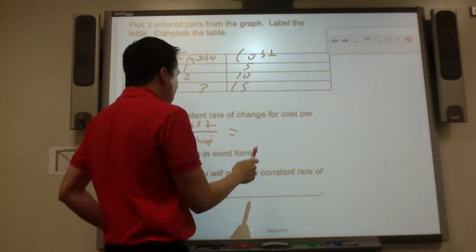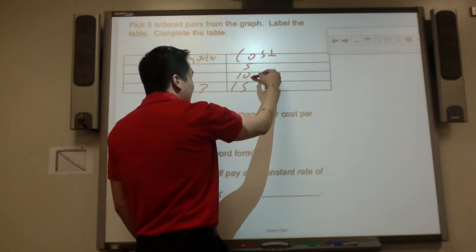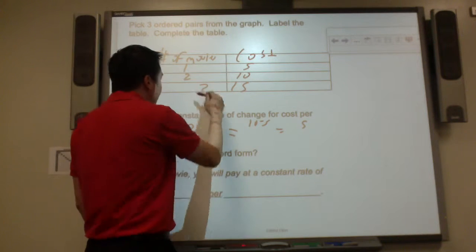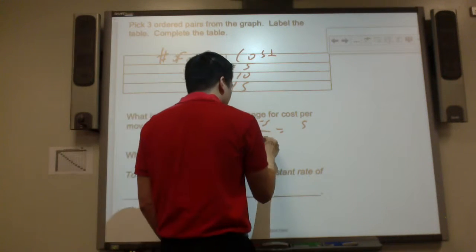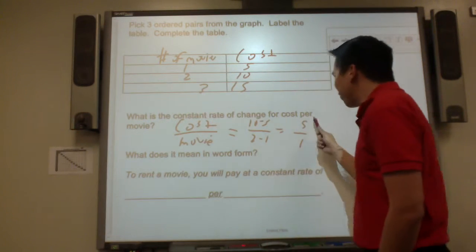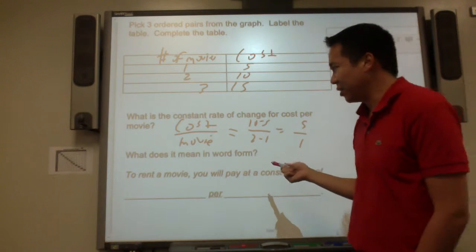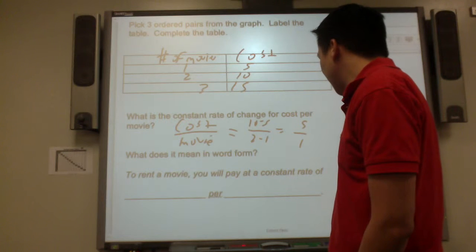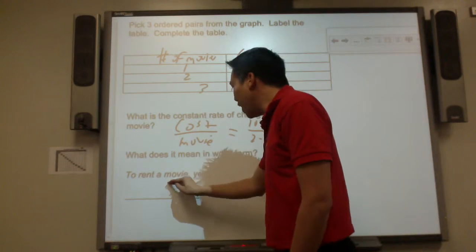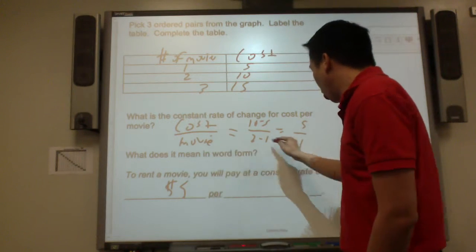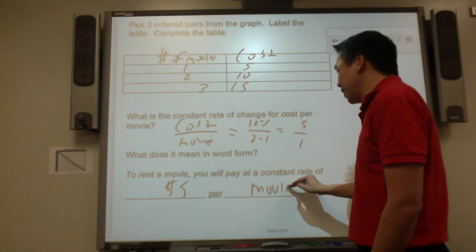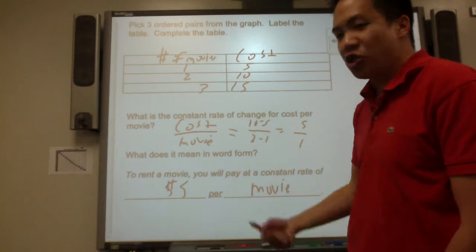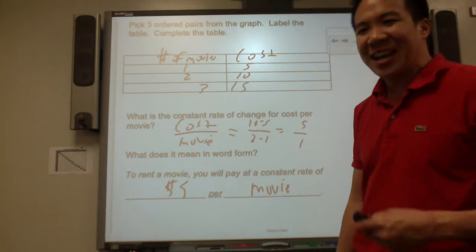So let's see, how much is it changing? It changed from 5 to 10. That's a change of 5 in the cost. And the number of movies from 2 minus 1 is 1 movie. So what is 5 over 1? What does this rate mean? To rent a movie, you will pay at a constant rate of $5 cost per 1 movie. So every movie you rent or purchase, it will cost you $5, no matter how many movies. It's a fixed amount.